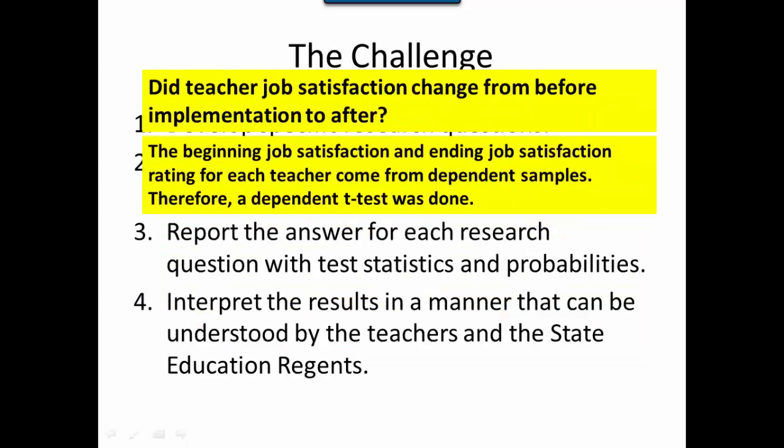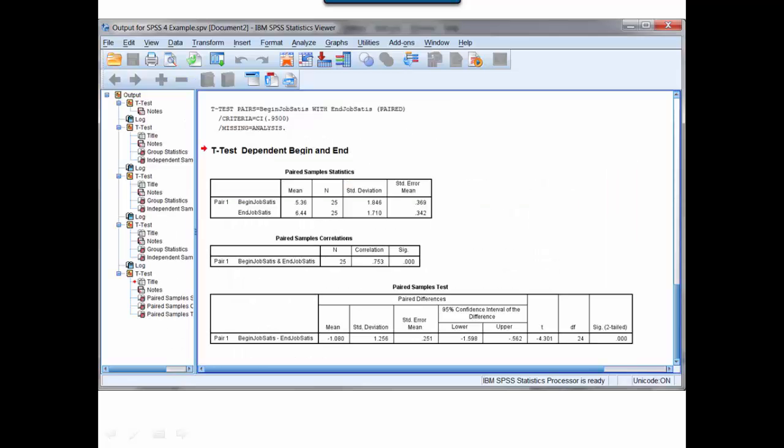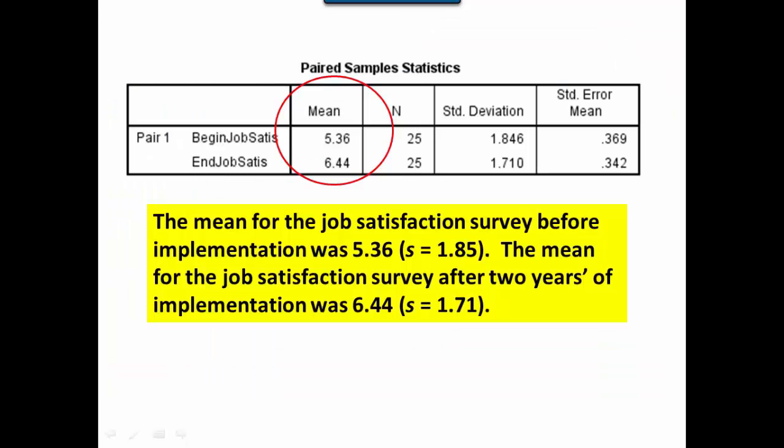So now I need to report the results. For this, I'm going to go to my output from SPSS. I'm going to zoom in a bit, but hopefully you have your output to look at and make notes on if you've been following along and doing what I've been doing in SPSS. First of all, we have the means for the beginning survey and the ending survey, so I report that first. The mean for the job satisfaction survey before implementation was 5.36, standard deviation 1.85. The mean for the job satisfaction survey after 2 years of implementation was 6.44, standard deviation 1.71.